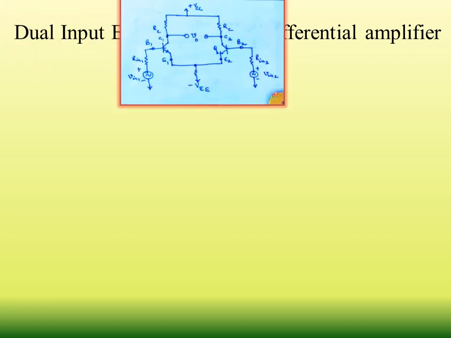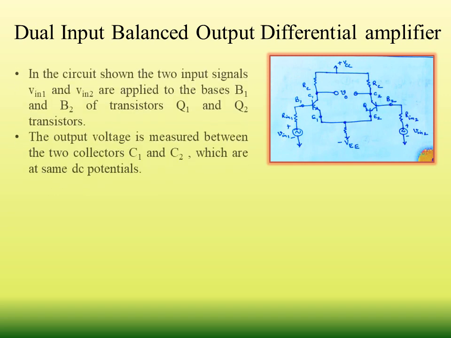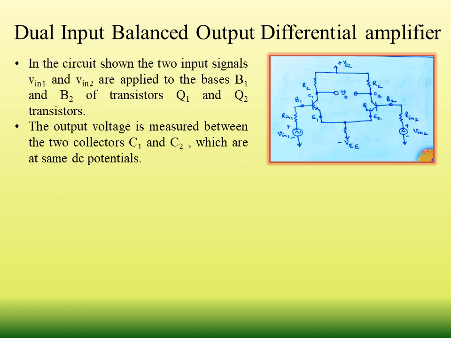First we again see the circuit diagram of dual input balanced output differential amplifier. So in this circuit there are two input signals VIN1 and VIN2 that are applied to the bases B1 and B2 of the transistors Q1 and Q2, and output voltage is measured between the two collectors C1 and C2, which are at the same DC potential.